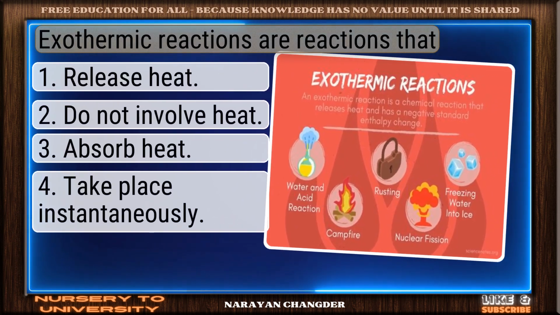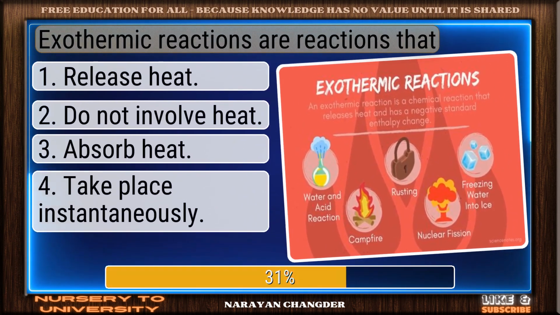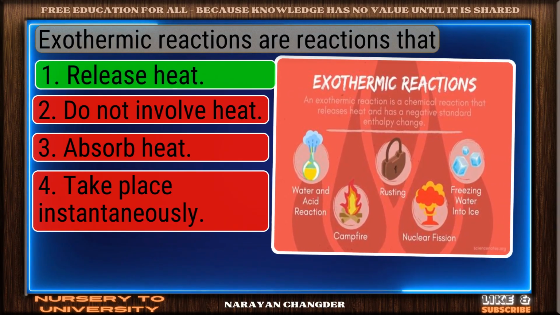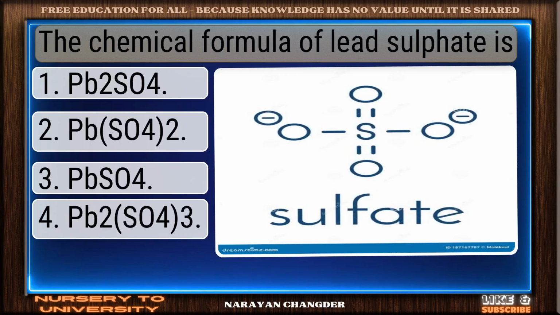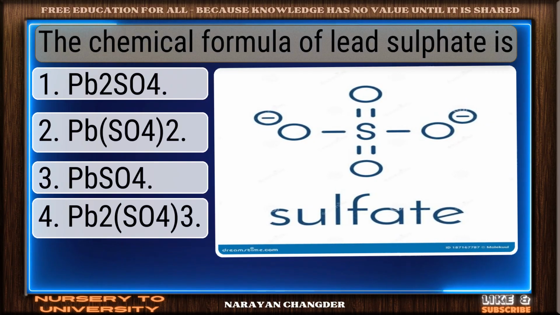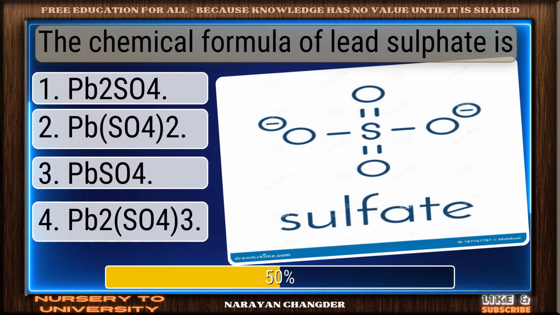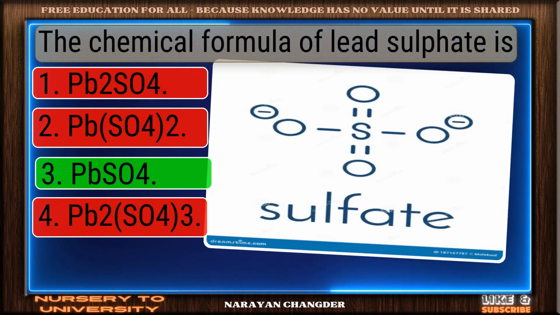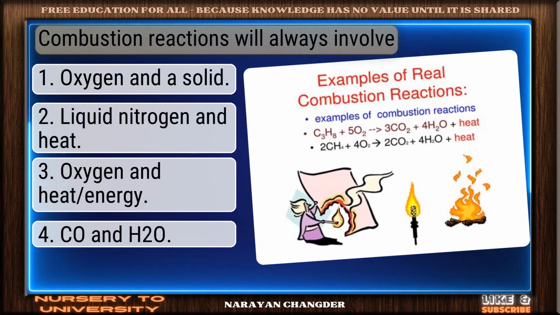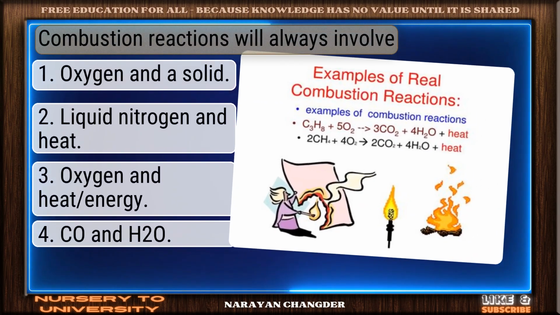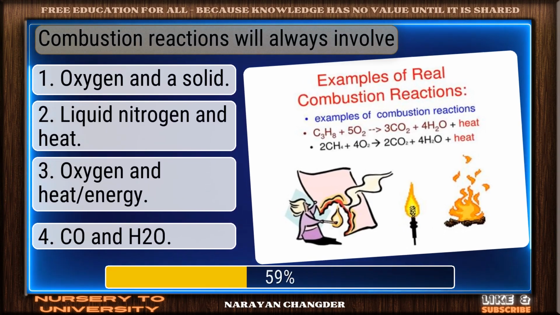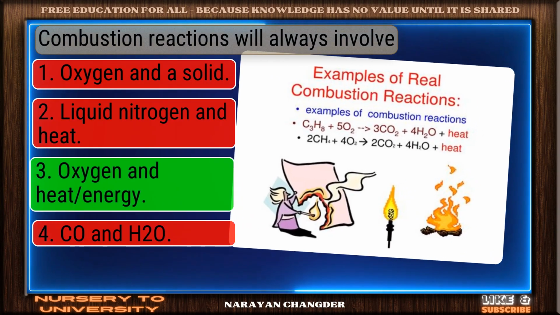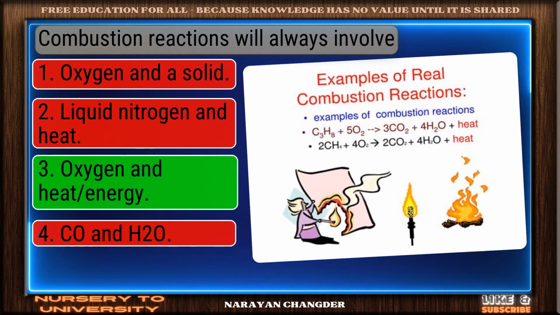Exothermic reactions are reactions that. Correct. Release heat is the right answer. The chemical formula of lead sulfate is. Correct response. PbSO4 is the most accurate answer. Combustion reactions will always involve. Nice selection. Oxygen and heat energy is the correct and valid answer.